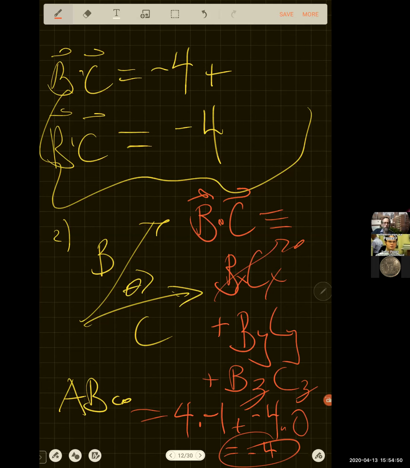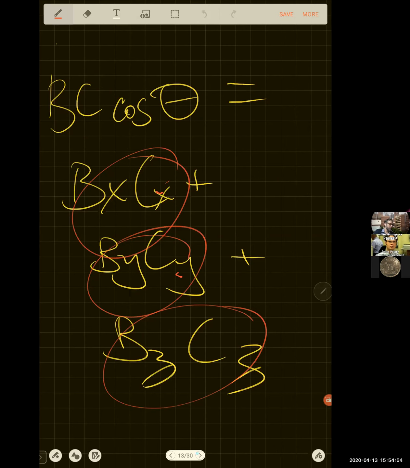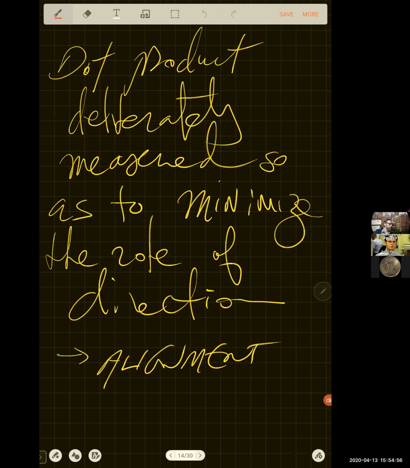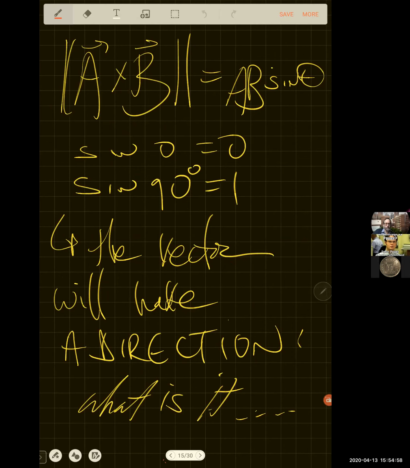I'm gonna keep going. It gets more interesting, of course, with the cross product, which I think comes now. That was the first exercise. Then the next exercise, and this is what it will look like on the exam, was A cross B. Yeah, A cross B.